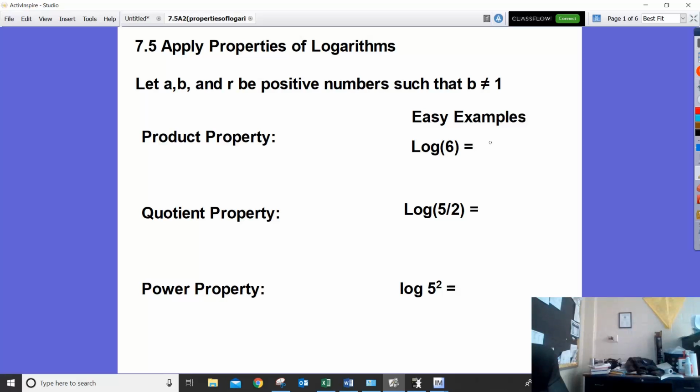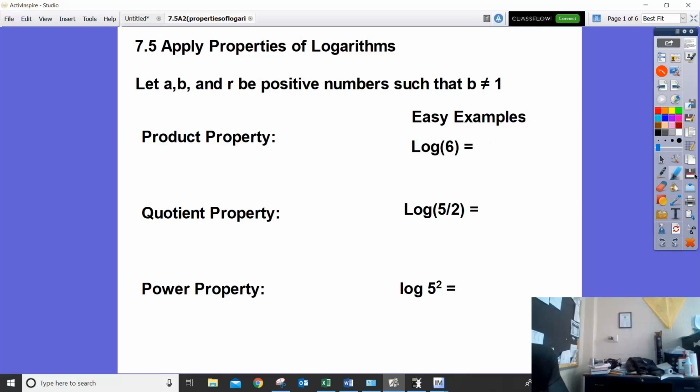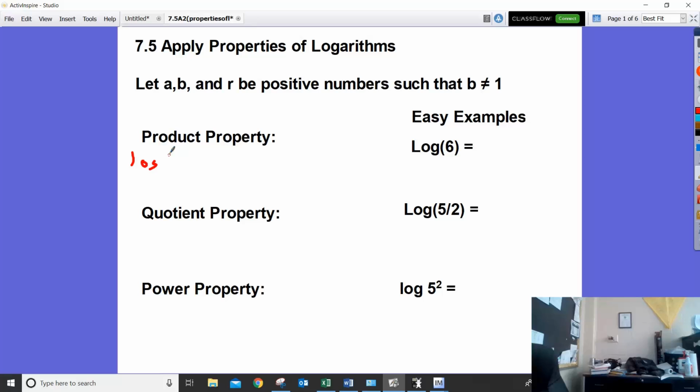And product property talks about the product of two logarithms. All right, so a log, we'll use the letter A, plus a log of the letter B, plus a log of the letter C is equal to a single logarithm where you multiply A, B, and C together, so long as the bases are the same.